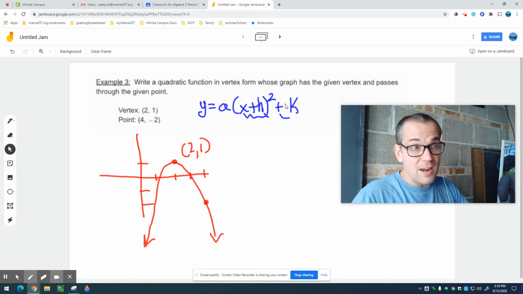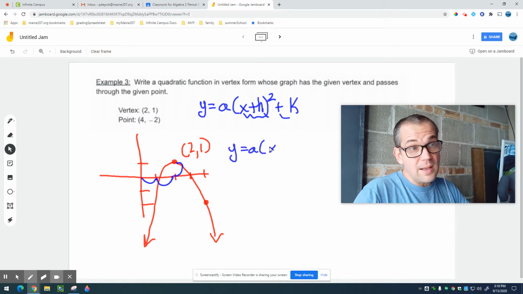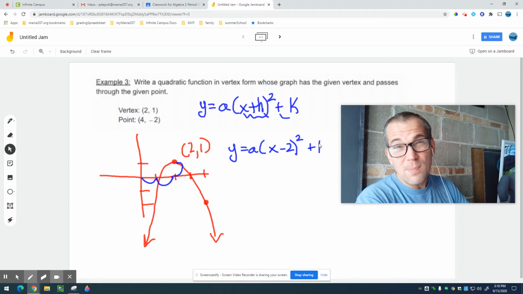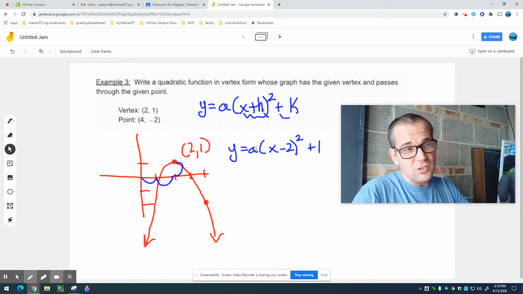Based on the fact that I know that this parabola has gone 2 to the right and up 1, I know the equation is something like y equals a(x - 2) squared plus 1. But I don't know what that a value is. I pretty much have the equation right here. I just don't know the a value.